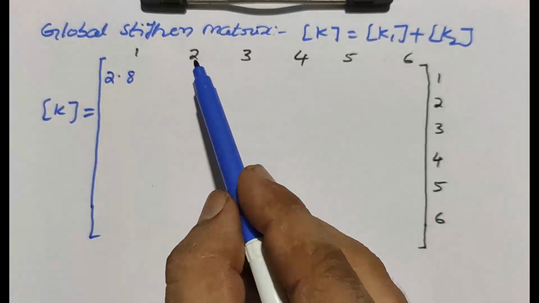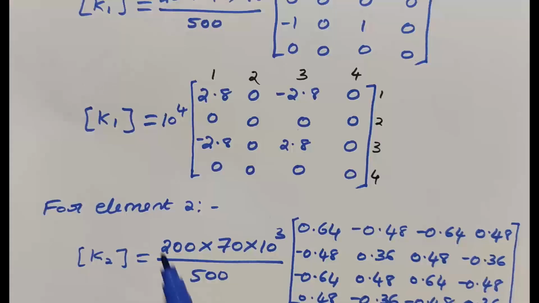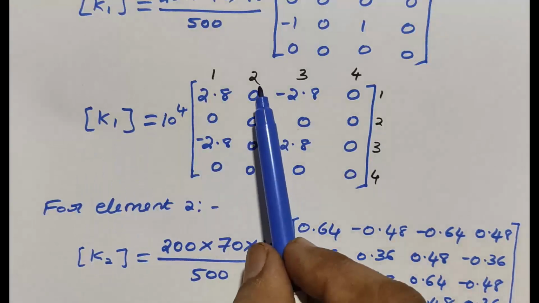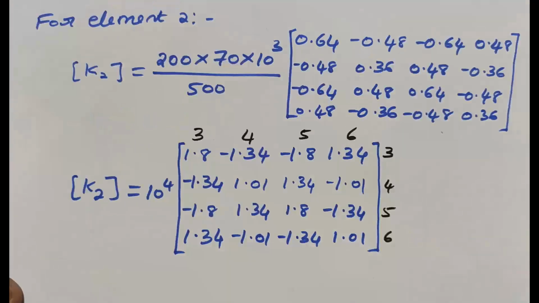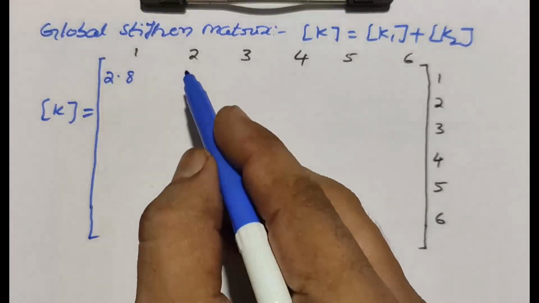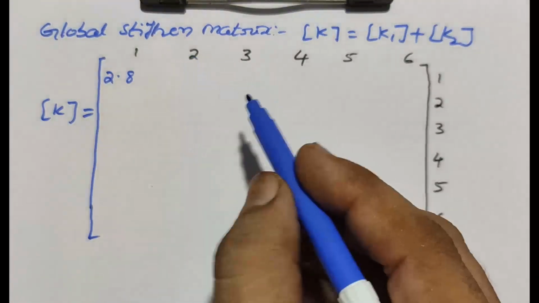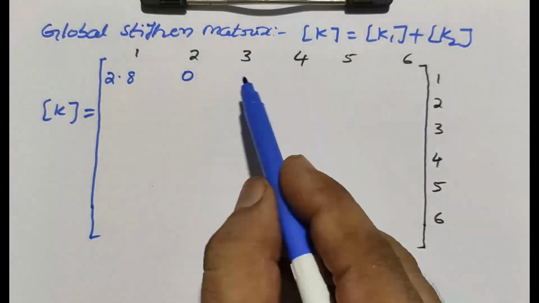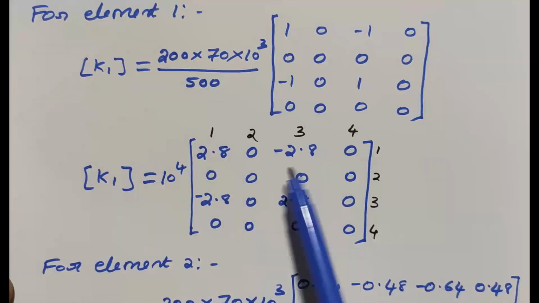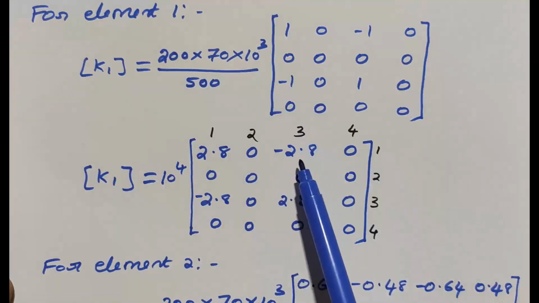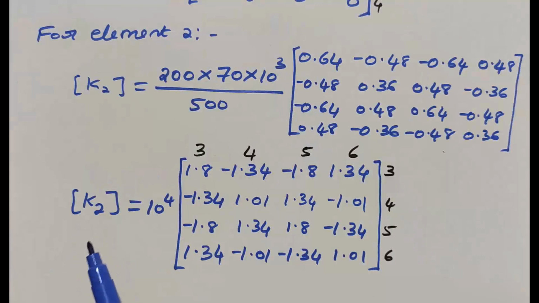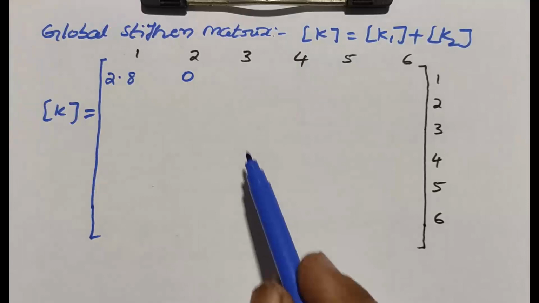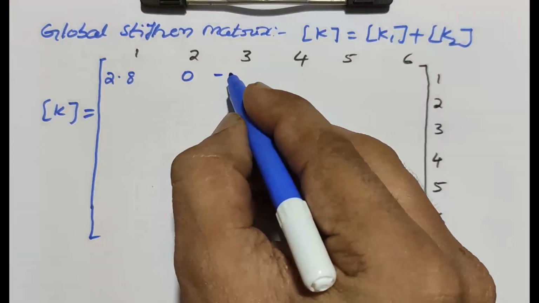Next we need the element corresponding to 2 and 1. See, in K1 the element corresponding to 2 and 1 is 0. But in K2 we don't have any element corresponding to 2 and 1. Therefore here the element corresponding to 2 and 1 is 0. Next we need the element corresponding to 3 and 1. See, in K1 the element corresponding to 3 and 1 is minus 2.8. But in K2 we don't have any element corresponding to 3 and 1. Therefore the element corresponding to 3 and 1 is minus 2.8.